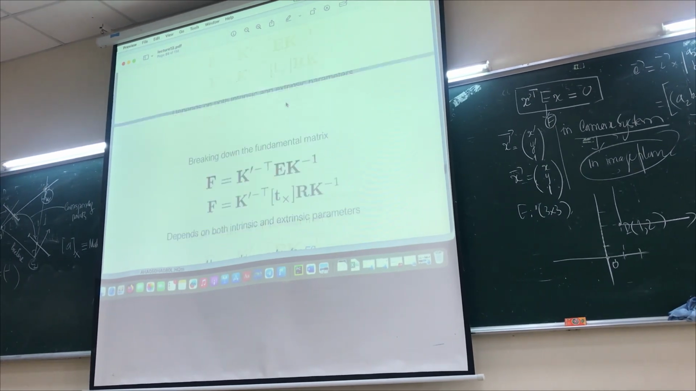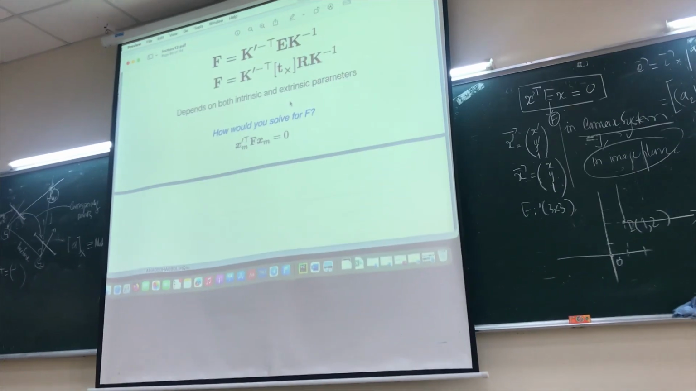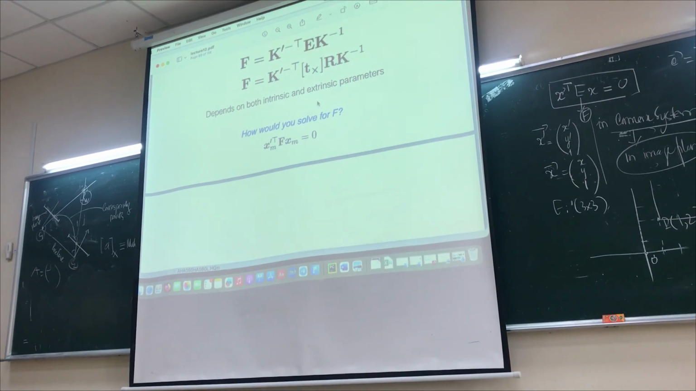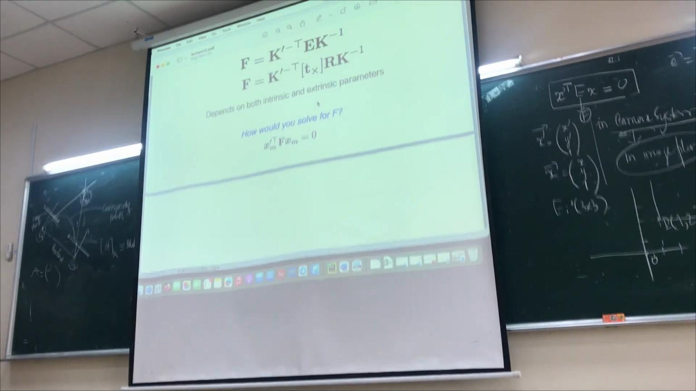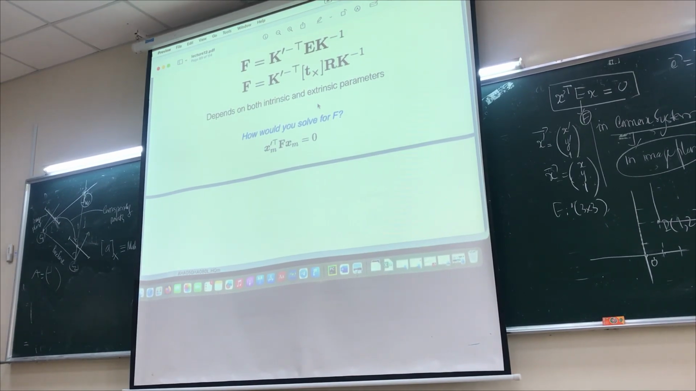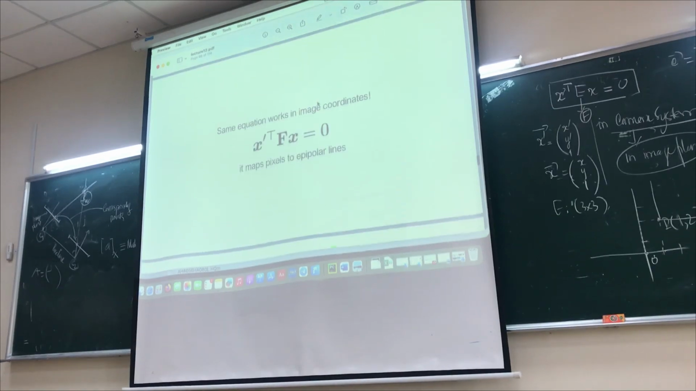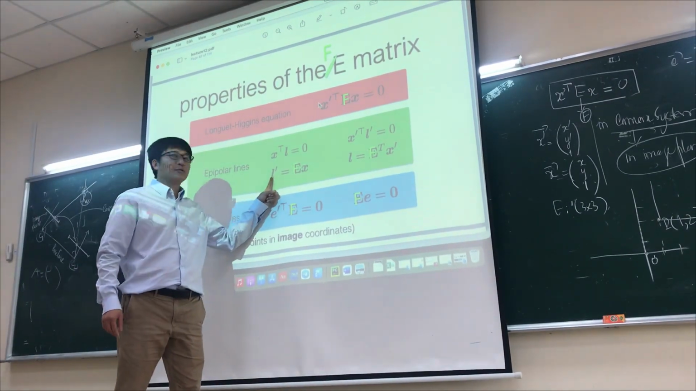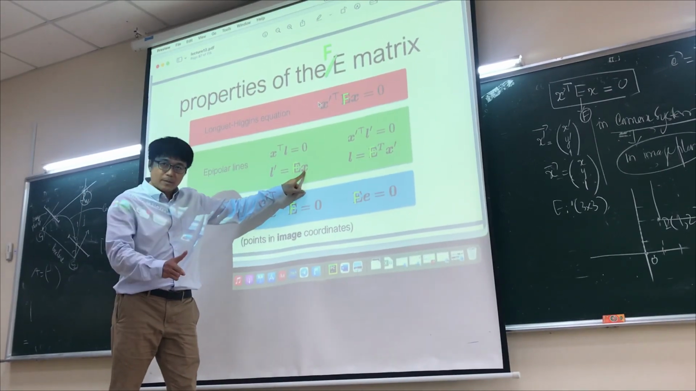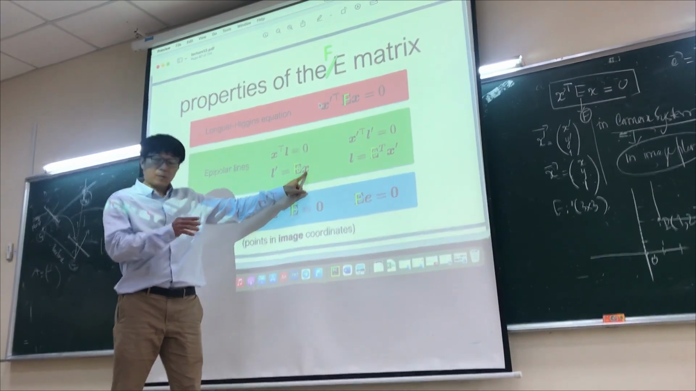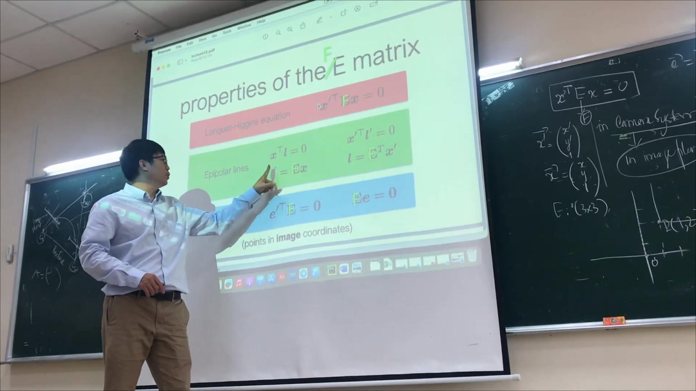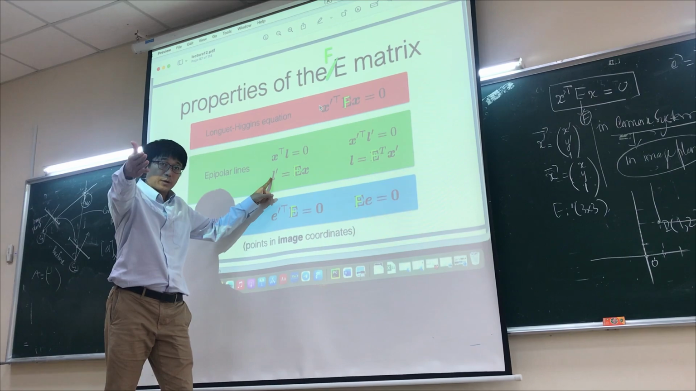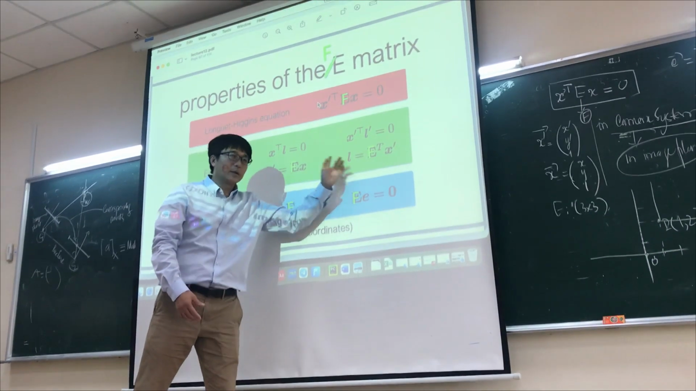K is the intrinsic camera matrix, here is the essential matrix. Now the question is how to estimate F. After you estimate F, what is the application of F? A point in the image, not camera, multiplied with F, you can get the epipolar line on the other side. That is the most important application.